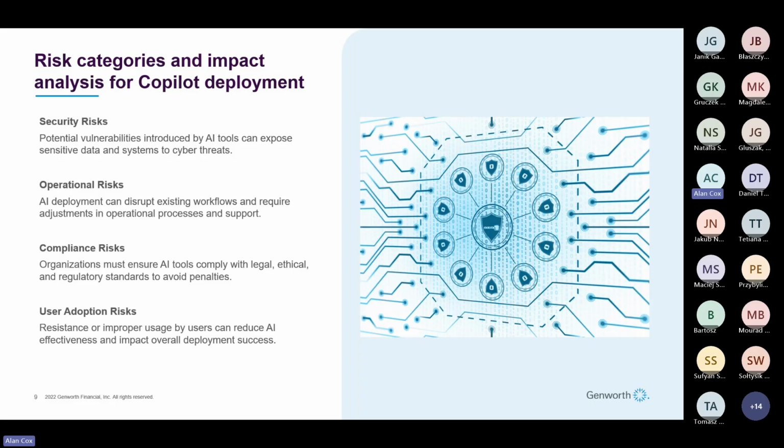Then user adoption risk. This is interesting because improper usage by users can reduce AI effectiveness, and your ROI can drop. Essentially, if a user doesn't understand how to use the tools, they're not going to use them, and it's going to be an investment that doesn't give you a good return. So that's part of the risk, something we have to consider when deploying Copilot: proper training methods.